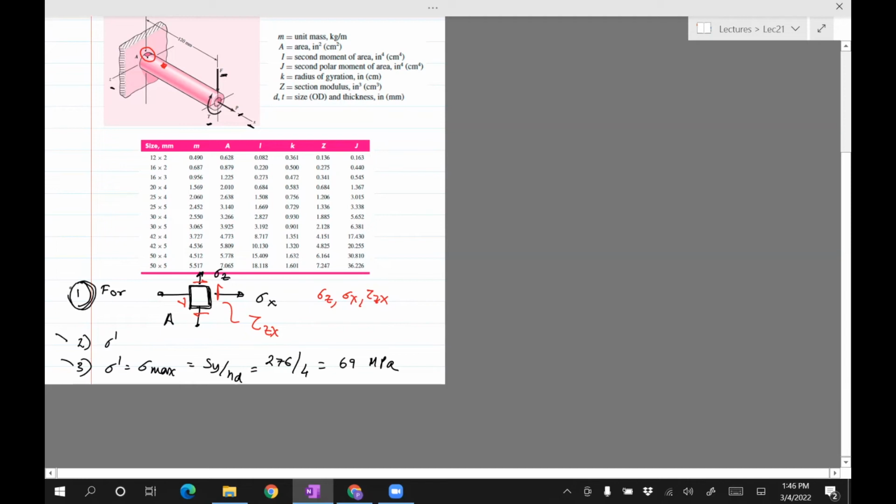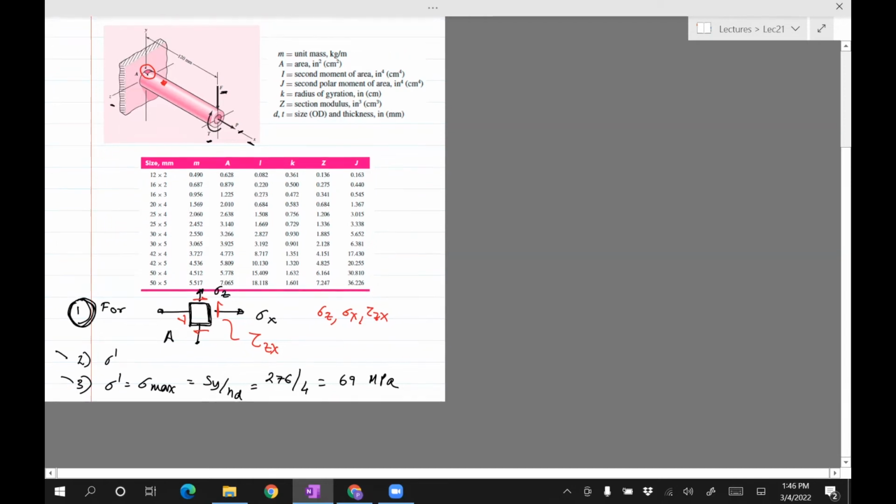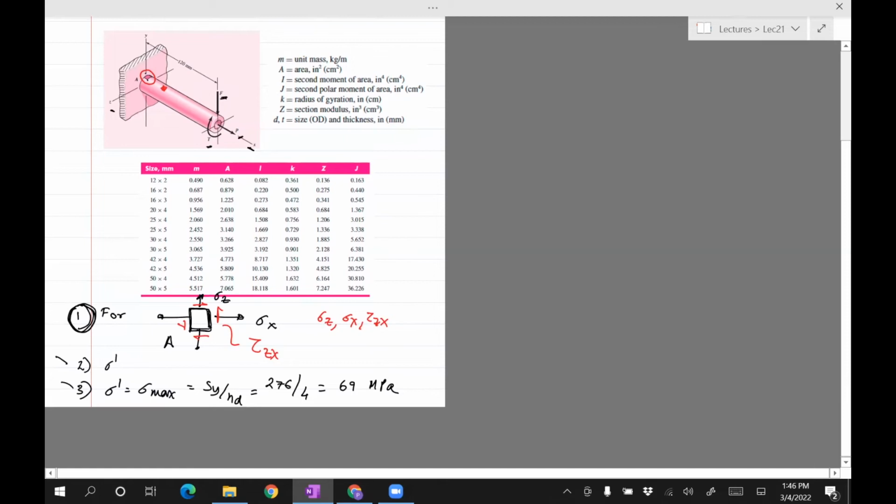It just boils down to number 1. How do you compute the stresses? So what we do is something similar. We need to identify what are the moments and what are the stresses created by those moments. So let's just do that.